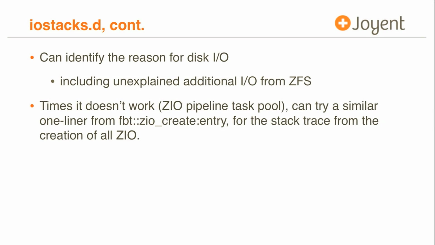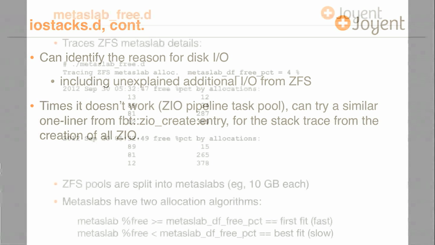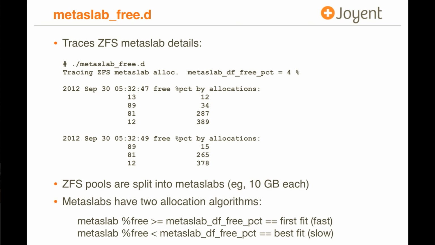This will identify some unexplained additional I/O that originates from ZFS. Things like resilvering, you can see it out of there. I'm talking about the ZIO. Metaslab free, another example tool. We did this at Joyent, and I've seen something similar before. I think Rob Bourbonnais had done this before when I worked with him at Oracle and so on.